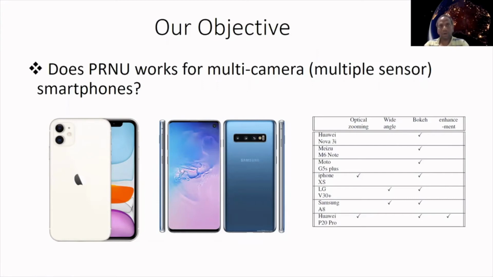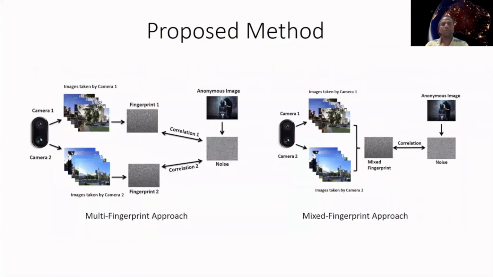So the objective in this particular work was to find out whether the PRNU-based method works for this particular type of camera, which is basically a multi-camera. And if so, then what is the best way to find the fingerprint and do the matching? We found that there is no reason that the PRNU-based method will not work for multi-camera smartphones. And we've actually explored two different methods to do the PRNU matching for multi-camera smartphones.